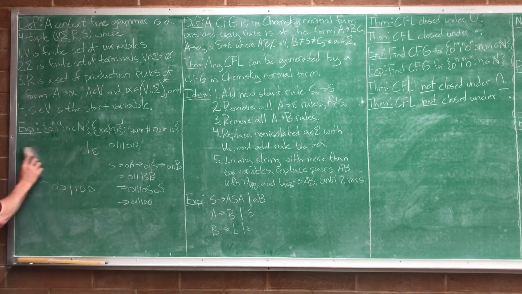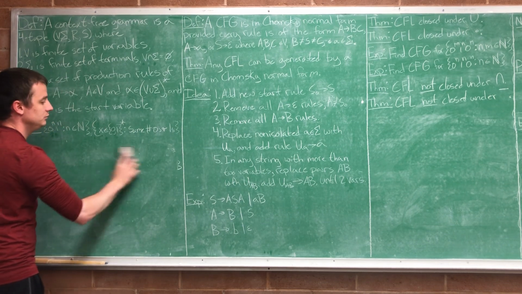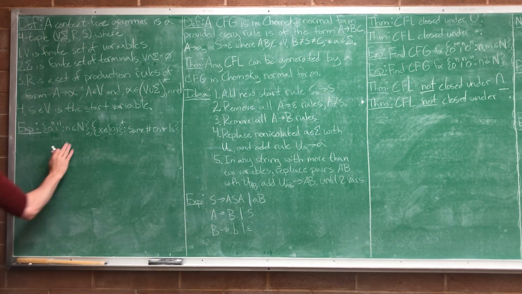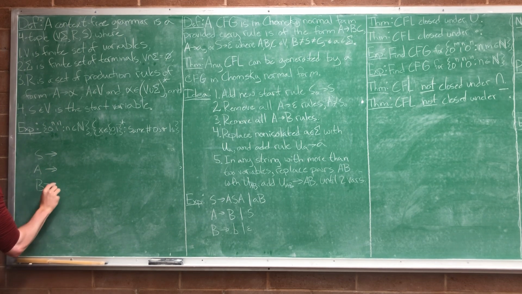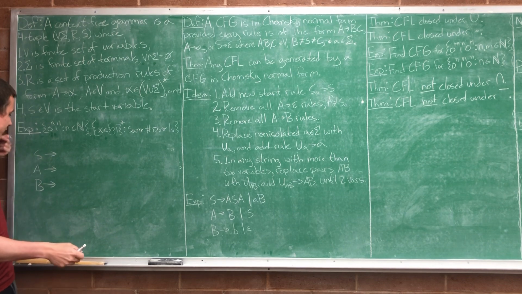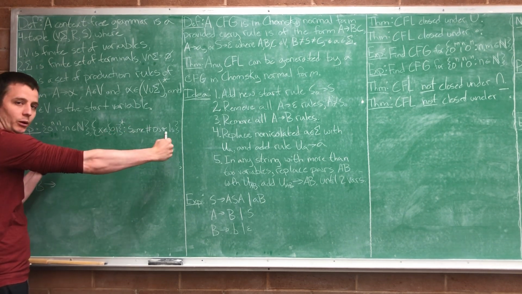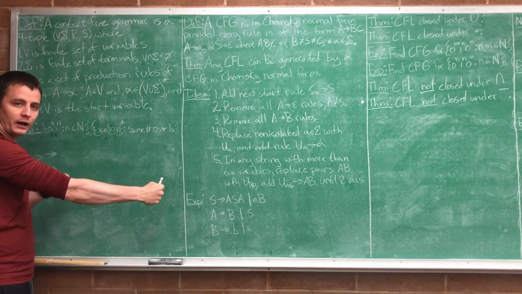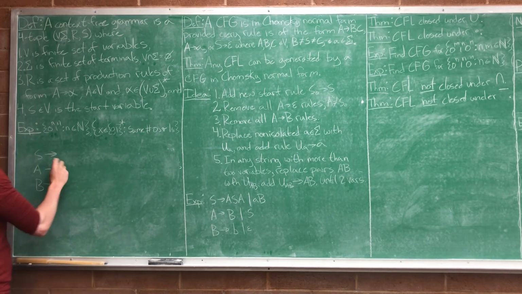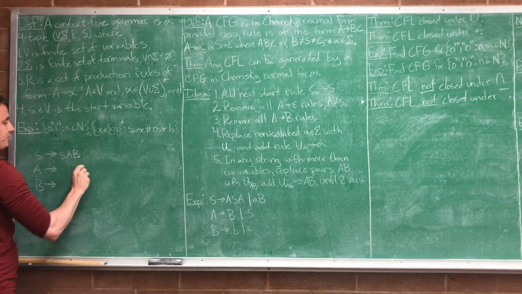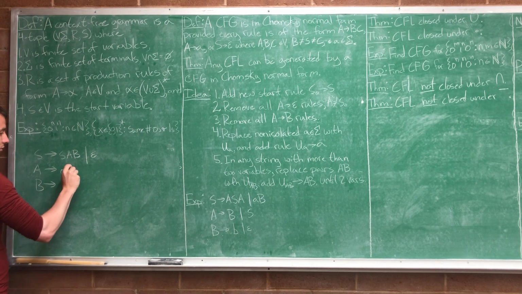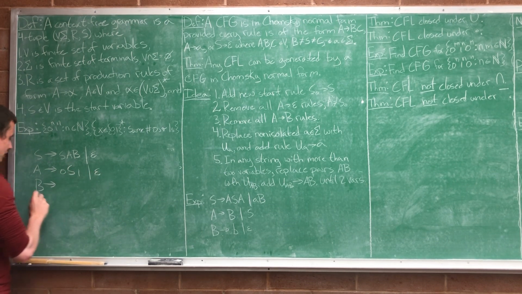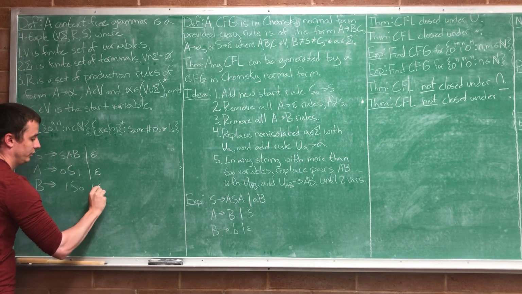Another kind of natural way we could have thought about this language is again, SAB. If I'm going to have the same number of zeros and ones, that means if I get a 0 somewhere in my string, eventually I need to pair it with a 1. Or if I get a 1 in my string, eventually I need to pair it somewhere with a 0. So we could have S goes to SAB, or the empty string. We could have A goes to 0, S, 1, or the empty string. And we could have B goes to 1, S, 0, or the empty string.